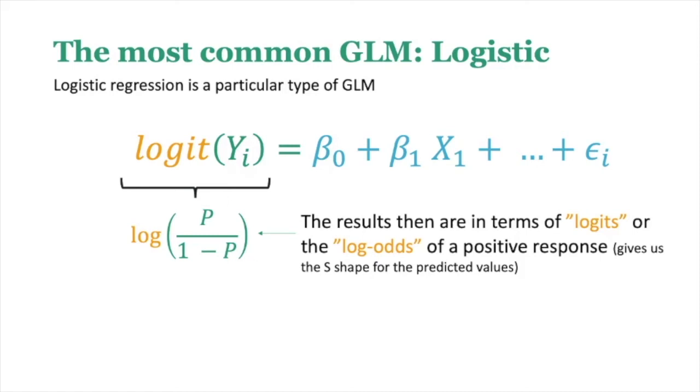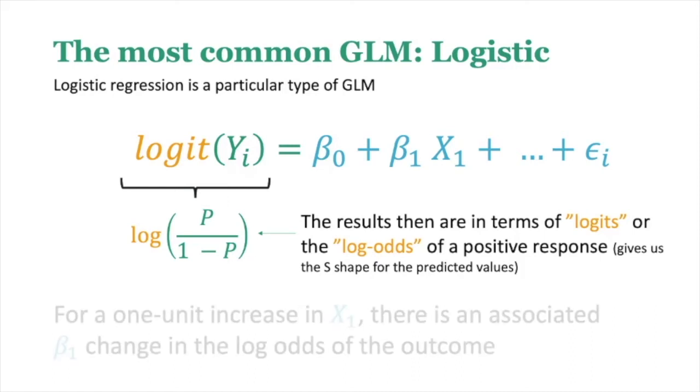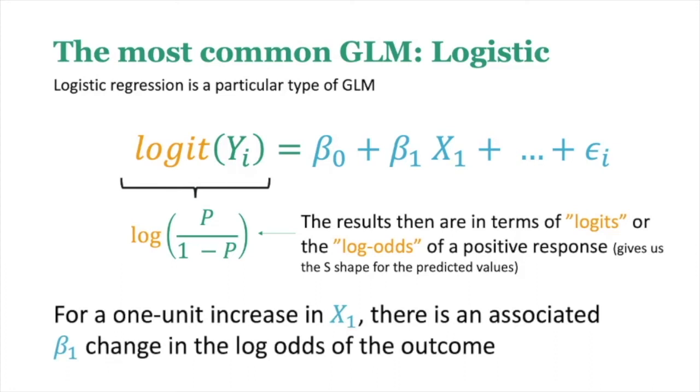But when we actually go to interpret something from a logistic regression, we have to understand that our coefficients are now in terms of the logits or the log odds of a positive response. So what this means is for a 1 unit increase in x1, there's an associated estimate, the beta coefficient, change in the log odds of the outcome. Now, because probably none of us understand what a log odds means, there's different ways that we actually can interpret these results. They're just small adjustments to get more information out.